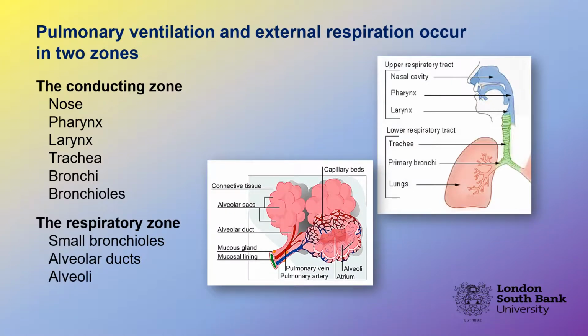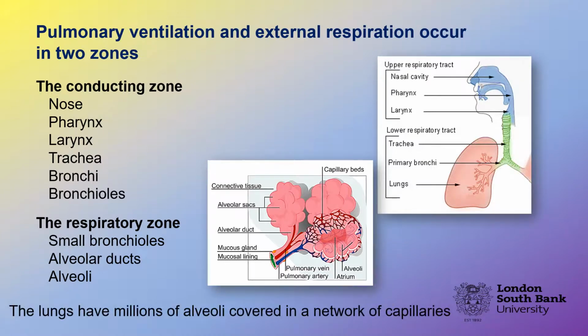The respiratory zone, on the other hand, this is where we start to get the diffusion of gases, individual gases, so oxygen and carbon dioxide, across membranes. So this includes the little tiny bronchioles, the alveolar ducts that lead to the bunches of alveoli, and the alveoli themselves. The lungs, of course, have millions of alveoli, and these alveoli necessarily are covered in a network of capillaries to bring in deoxygenated blood and take away oxygenated blood.